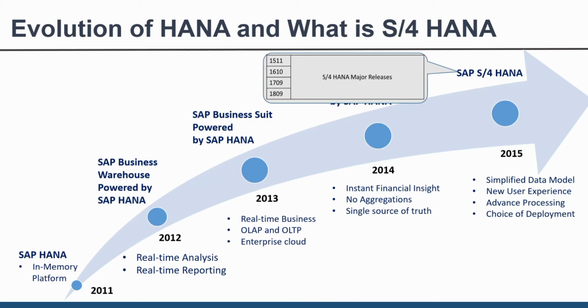And here you can see now the versions of S4 HANA. The first version of S4 HANA was released in 2015 and in the month of November. So the first version is 15.11. The next version was released in 2016, month was 10, so the next version is 16.10. Similarly, the next version was 17.09, then 18.09, and as of now the latest version is 19.09. So these are the different versions of S4 HANA.